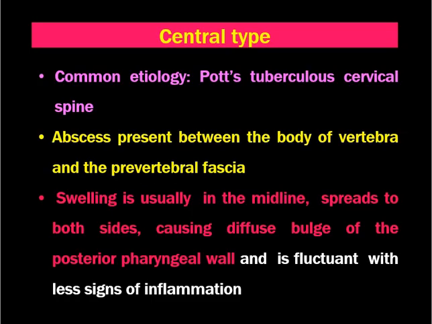In contrast, the central type is due to Pott's tuberculous cervical spine, so this is in the midline. The abscess presents between the body of the vertebra and the pre-vertebral fascia. The swelling is usually in the midline, which spreads to both sides, causing a diffuse bulge of the posterior pharyngeal wall and is fluctuant with fewer signs of inflammation, as it is of tubercular origin. So to differentiate, the central type is due to Pott's tubercular spine and the lateral type is due to infection of the retropharyngeal lymph nodes of Rouviere. This may be asked in the exam.